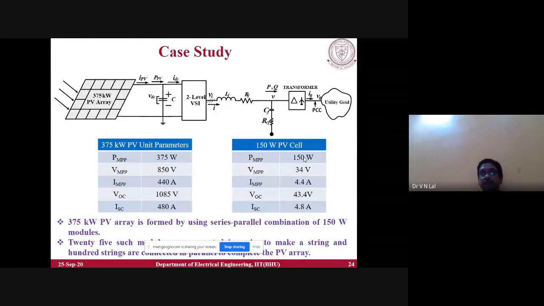Okay, so VMPP at which maximum power occurs is 34 volt. IMPP is 4.54 ampere. Open circuit voltage is this one. Short circuit current is this one.